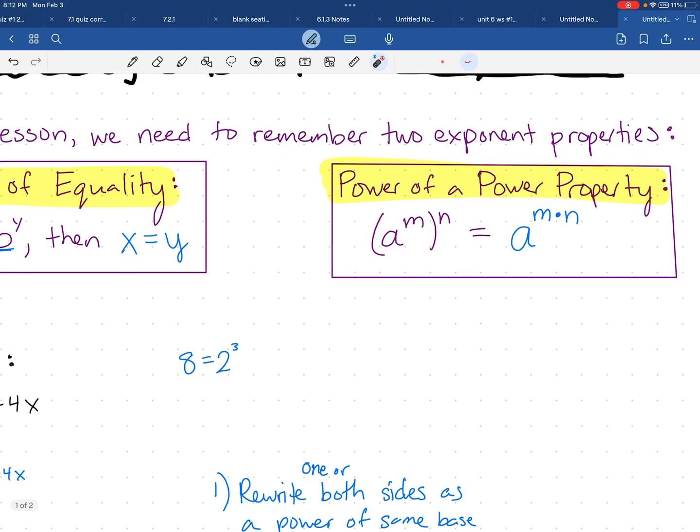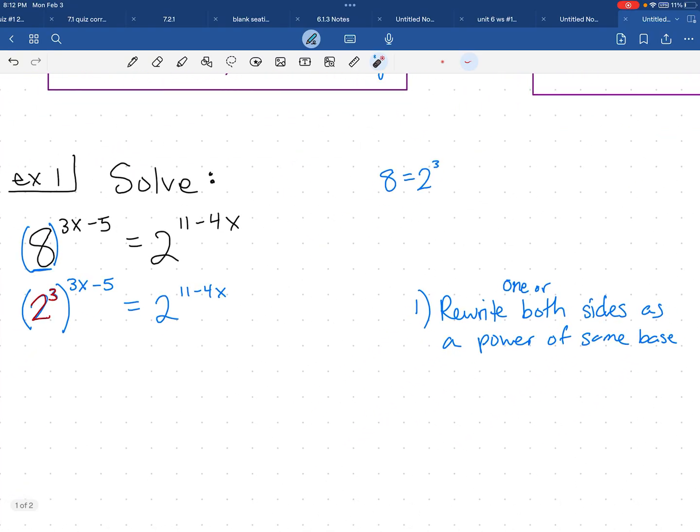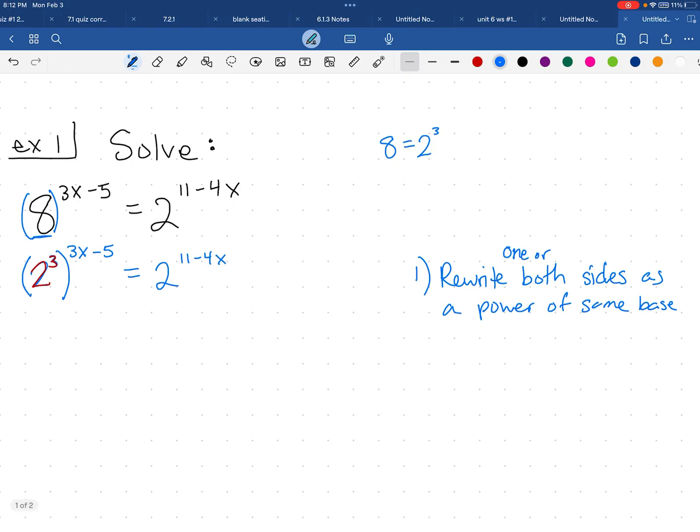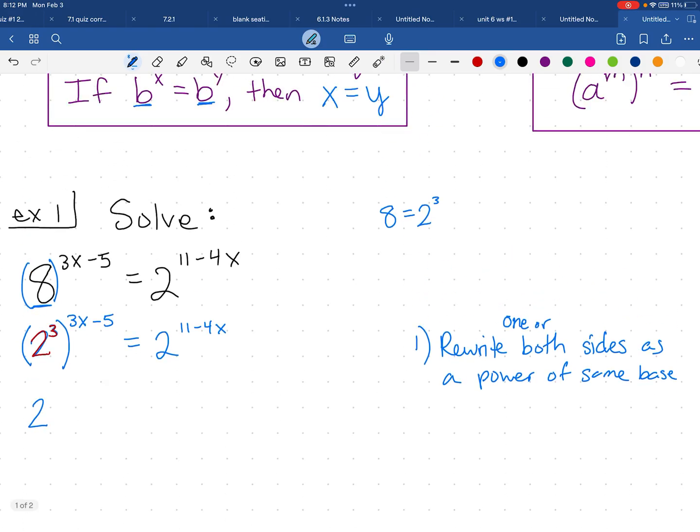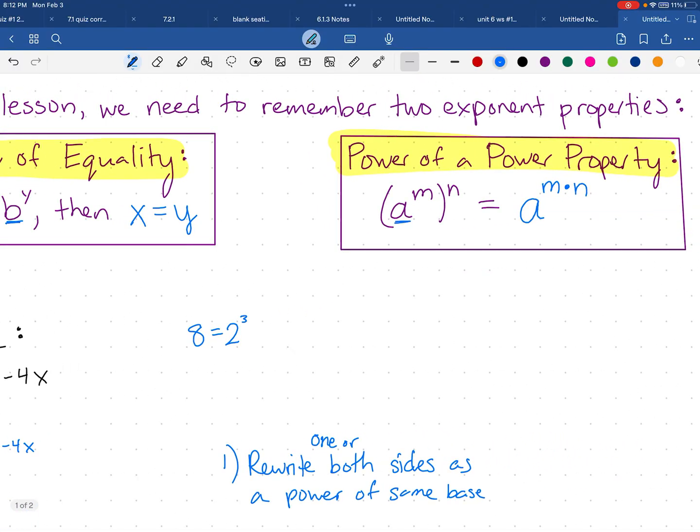So once I've rewritten it, then I need to simplify my exponents. I have an exponent now on top of another exponent, so what I need to do there is multiply the exponents together. So I will do that. My base is going to stay the same because that's what this property says: the a stays an a.